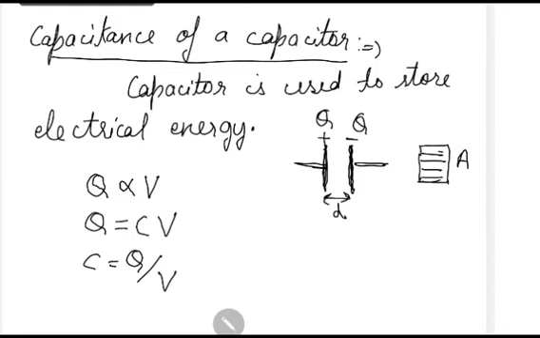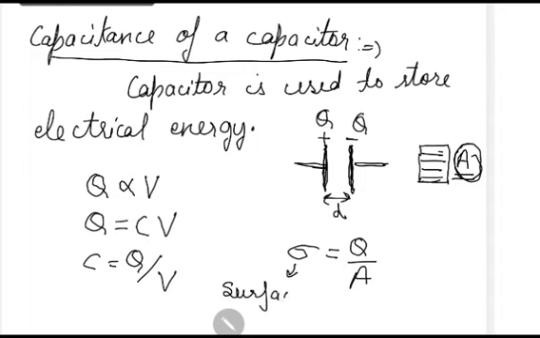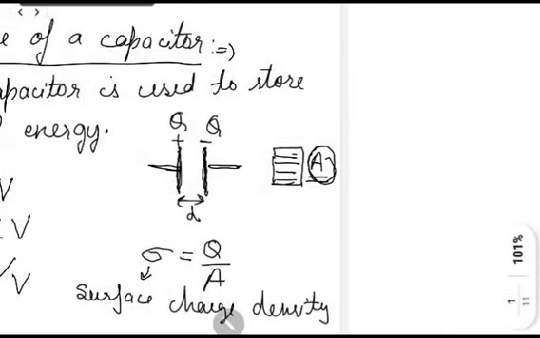Is it clear? One more thing, as we already discussed, suppose the area of the plate is A. We already studied sigma. What is sigma? It is the surface charge density. It is charge per unit area. Sigma is the surface charge density, and its value is Q upon A. So I hope you understand till now.